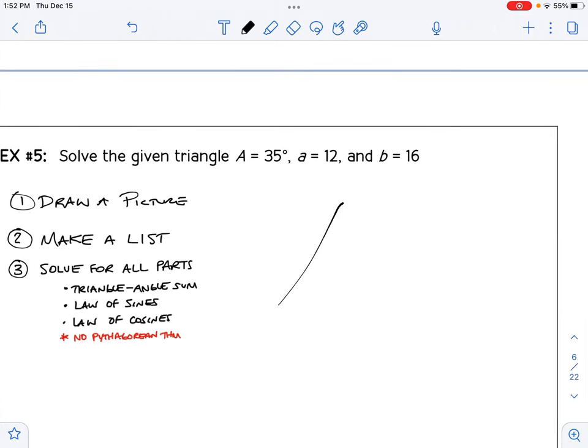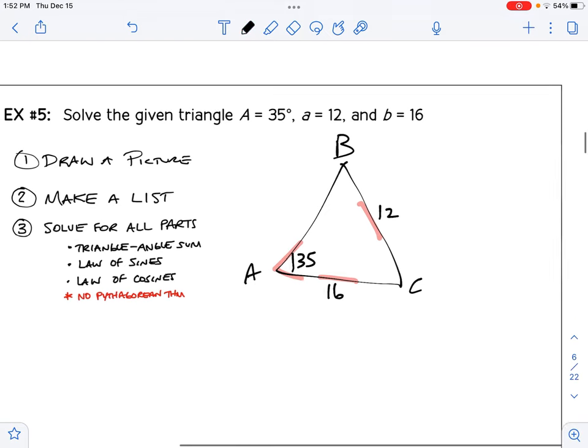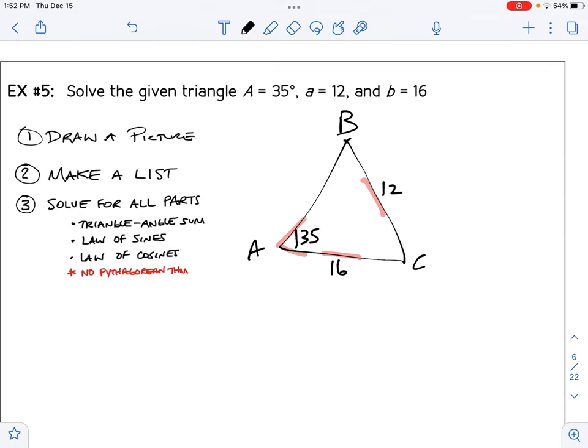All right, so again, start by drawing your picture. Don't try to draw both triangles, just draw a general picture. So this is 35, this is 12, and that's 16. So you can tell here that we have the angle side scenario. That's the indicator that I'm going to have two possible triangles. So I make an organized list for my first possible triangle.